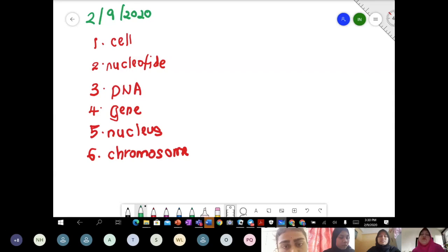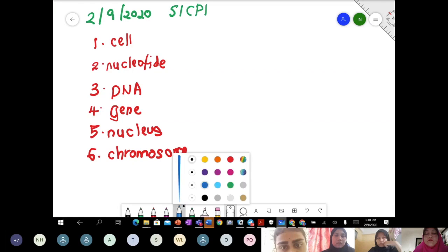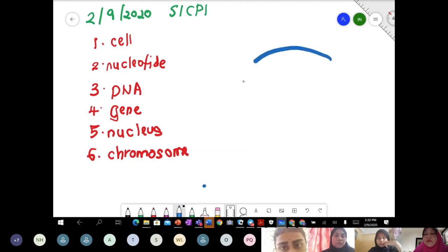So what teacher wants you to do with these six terms is to arrange them in descending order. You understand? Descending means from bigger to small. So teacher would like you to use this circle and arrange in descending order.